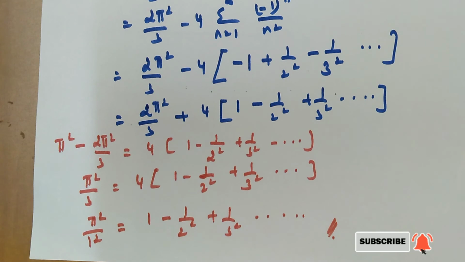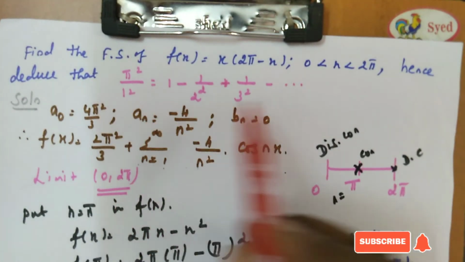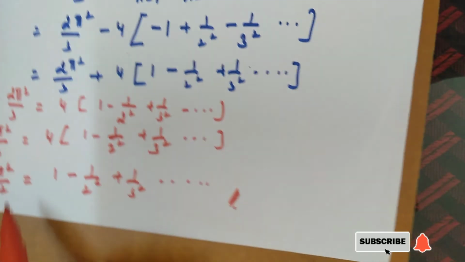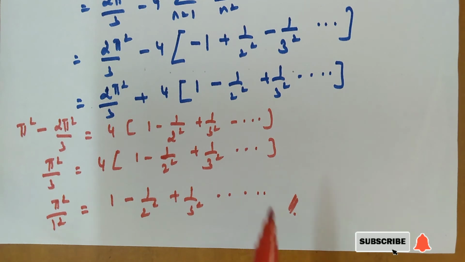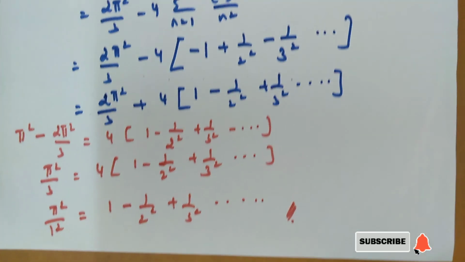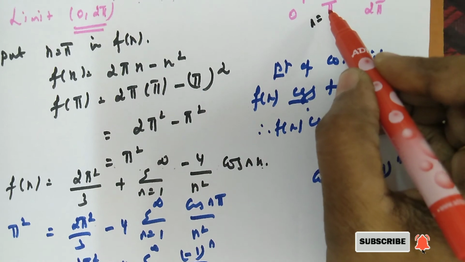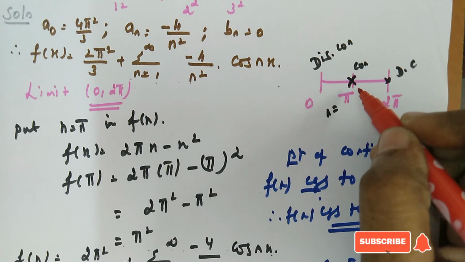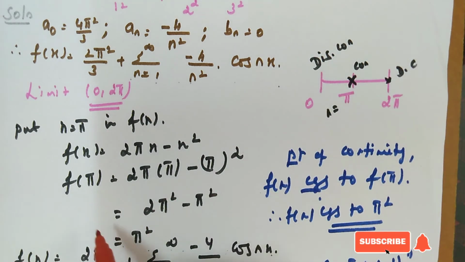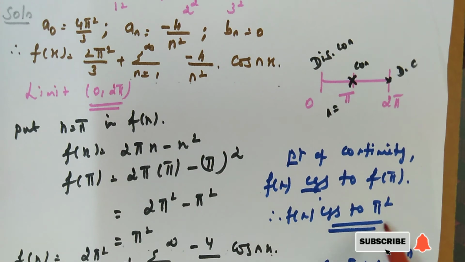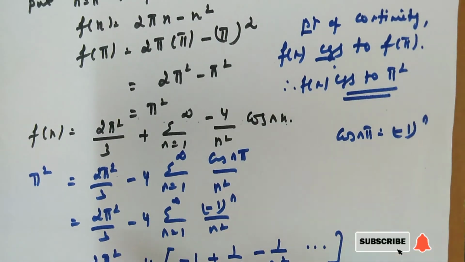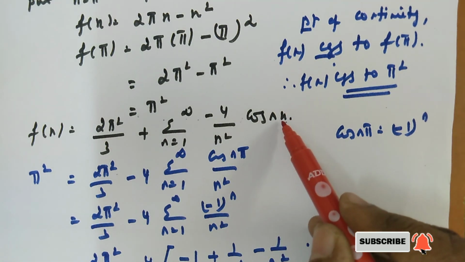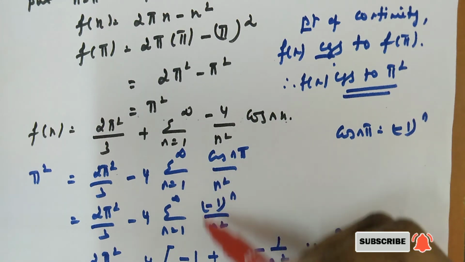Look at the question. Question is, hence deduce that pi square by 12 equal to. Now we arrived at the result as pi square by 12 equal to 1 minus. So here we have taken the middle value of the limit. Mid value of the limit is x is equal to pi. So that mid value, x is equal to pi, is a continuous point. Continuous point means you can directly substitute at that point. So f of x converges to pi square. That's why here we have written pi square instead of f of x, and here also instead of x we have written pi, the point of continuity. Then we can get the answer.